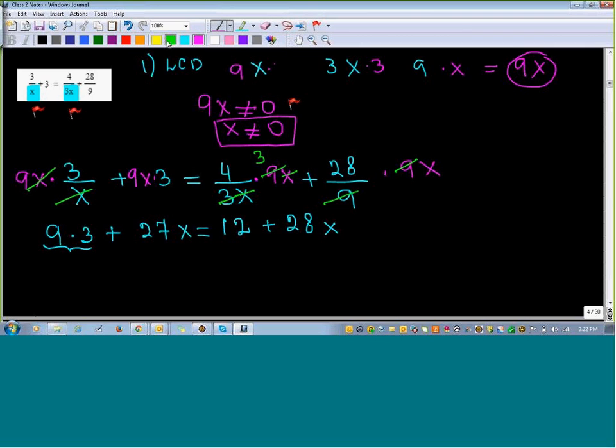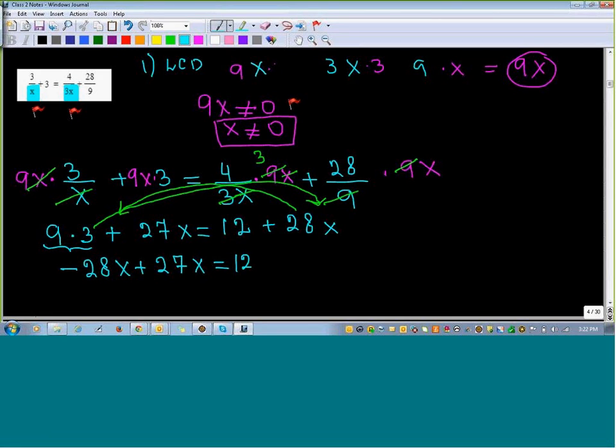Moves to the left, becomes negative 28x. 7 right here. 12 here, nothing happened to 12, and then 27 switched places with 28x and became negative 27, right? Plus 27 is negative x.